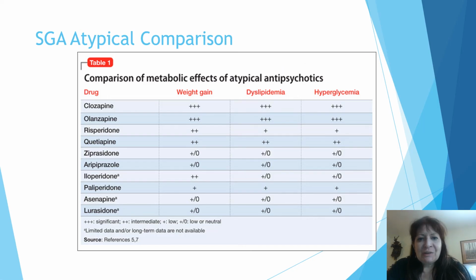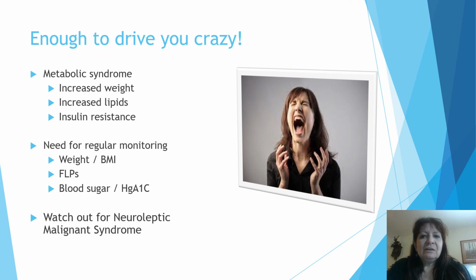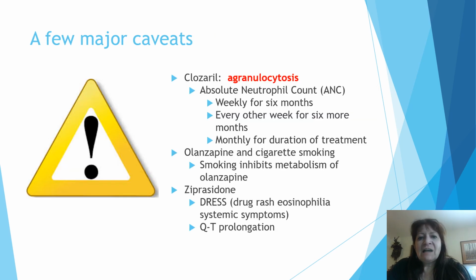This is a nice chart that gives you a comparison of the metabolic effects of the atypical antipsychotics. It's important that you monitor for metabolic syndrome on a routine basis with these drugs. With Clozaril, you need to watch out for agranulocytosis by doing the absolute neutrophil count and documenting it in the REMS program. Blood work is done. A CBC with diff is drawn weekly for 6 months, and then every other week for 6 more months, and then monthly for as long as the person is on the medication.